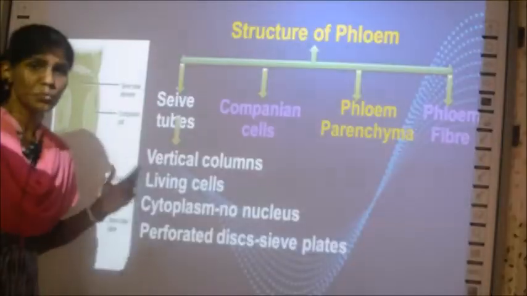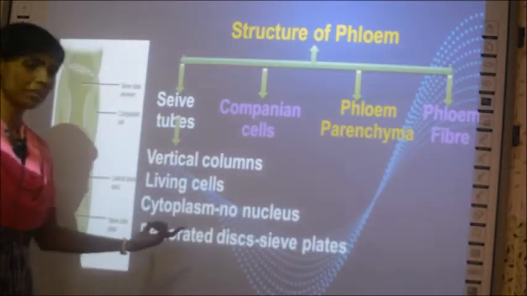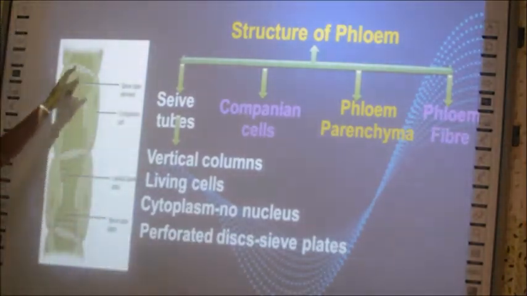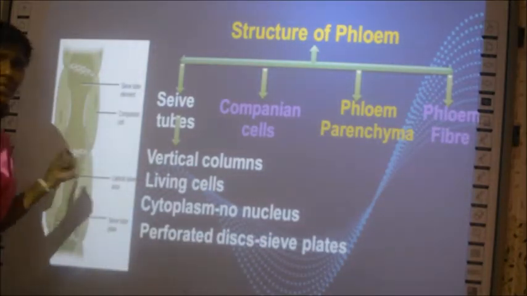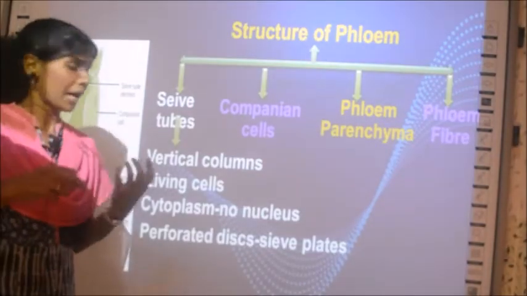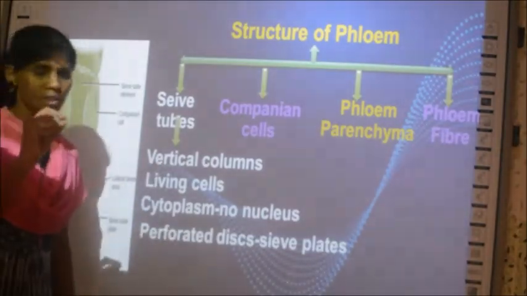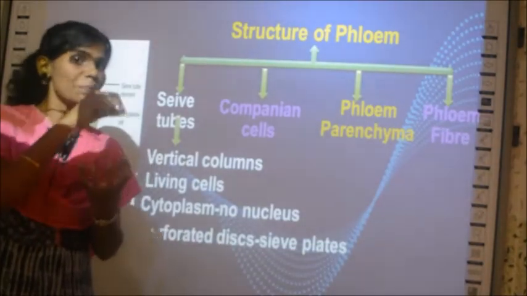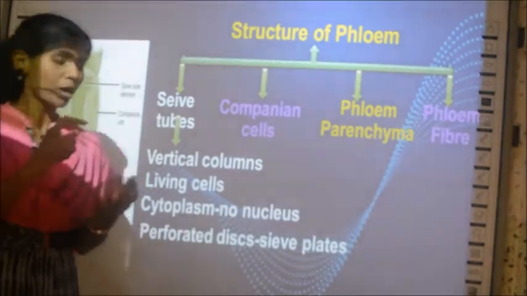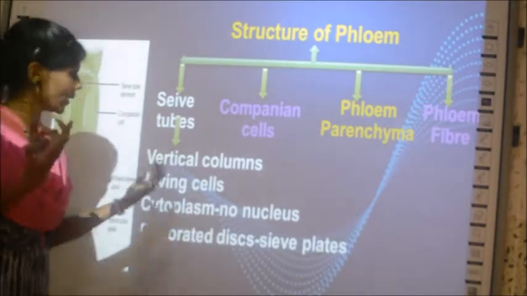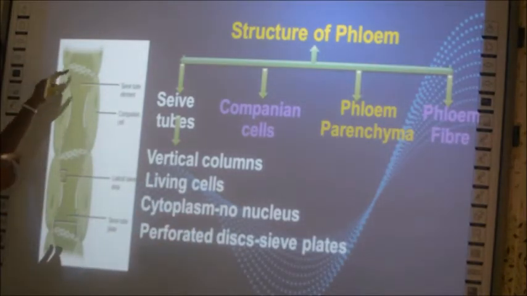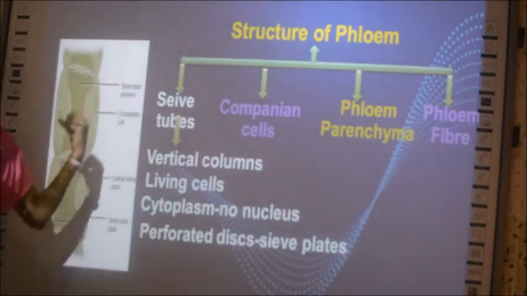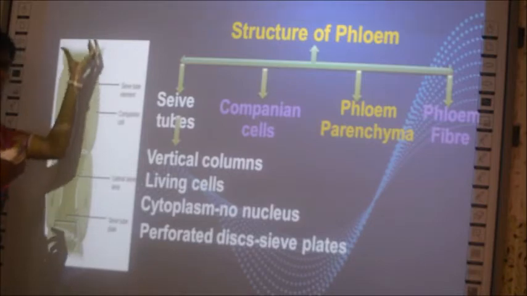There is one more structure called perforated discs or sieve plates. What is that? You can see a disc like structure. A disc is something like a circle, and perforation means holes. So a round, plate like structure with many holes in it is called a perforated disc. Where are they? You can see a circular structure with holes. Through the holes the phloem will take the food through the column.